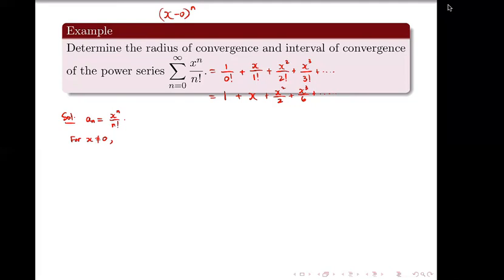So what we want to know is what about outside, or what if x is not the center? For x not equal to 0, we want to find the limit of the absolute value of a sub n plus 1 over a sub n as n approaches plus infinity. This is equal to the limit as n approaches infinity of the absolute value of a sub n plus 1, which is x to the n plus 1 divided by (n plus 1) factorial, and then over a sub n, which is the same as times the reciprocal, n factorial over x to the n.